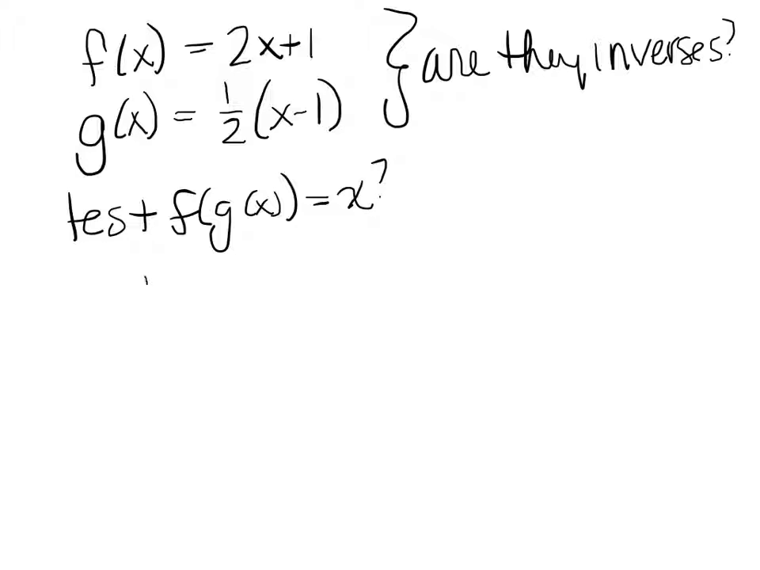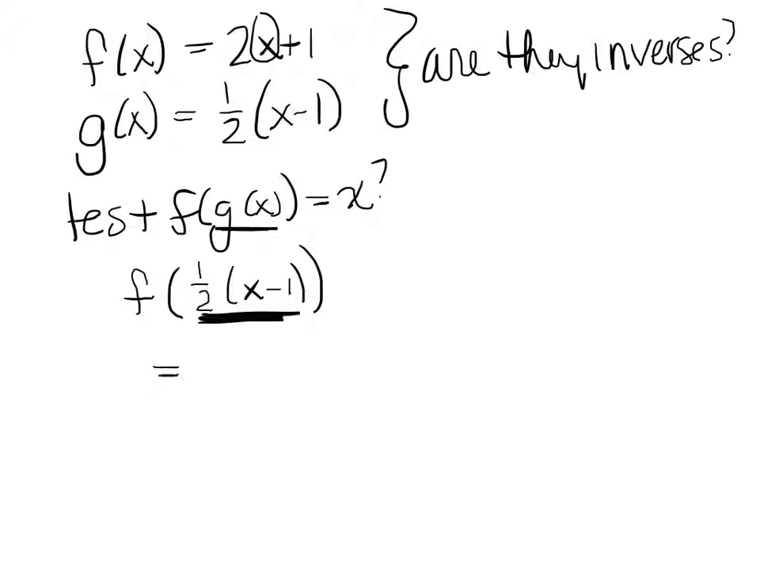Remember how we do composites. I'm going to do f of, for g of x, I'm going to make the substitution 1/2 x minus 1. Then I have to evaluate this; it becomes my new x in f of x. So all of this, that's going to equal 2 times all of this. So that was my 2x. And then I still have to do plus 1 to finish the function f.